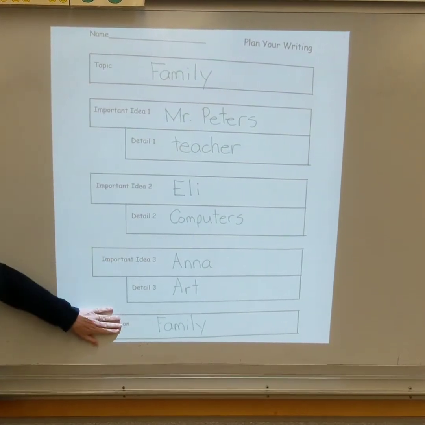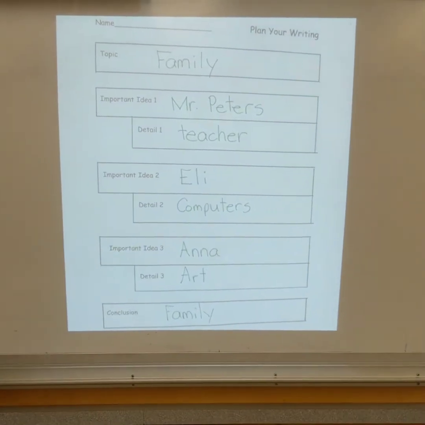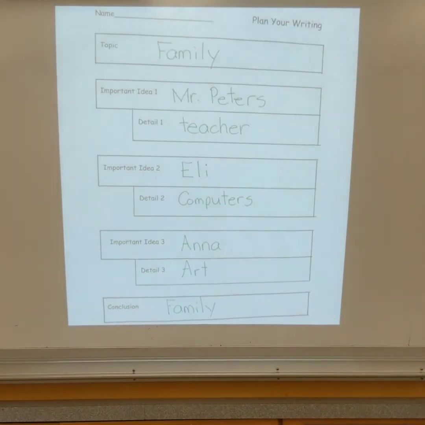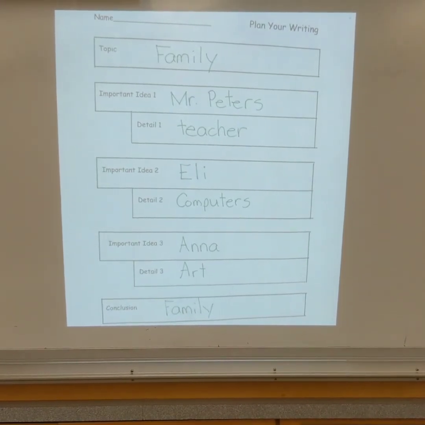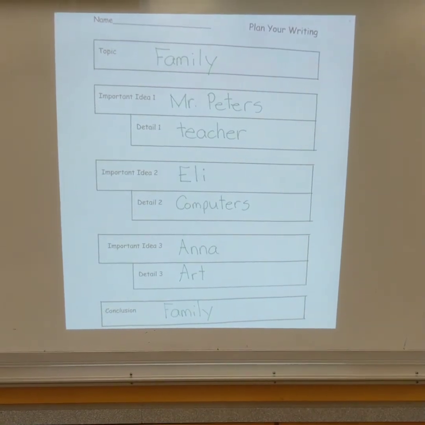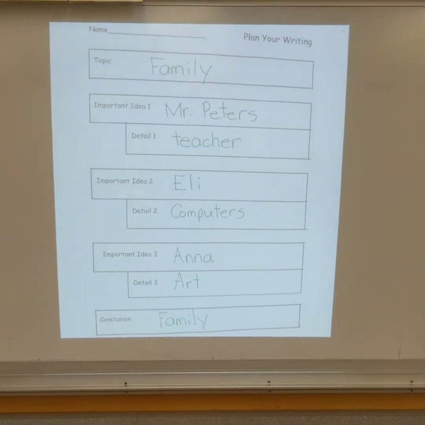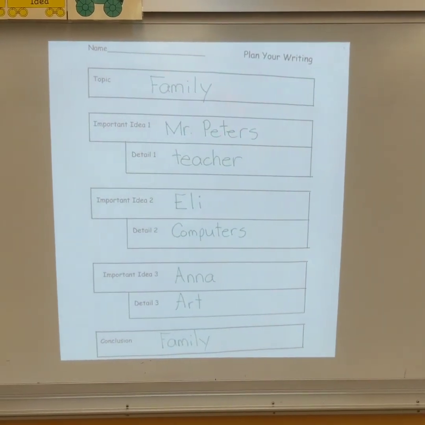Let's take these ideas and turn them into complete sentences. So what I have done, and I actually wrote my sentences ahead of time, just so you wouldn't have to sit here and watch me write it all out. That would take forever. So let me show you how I did this.